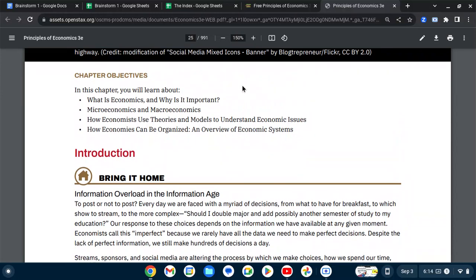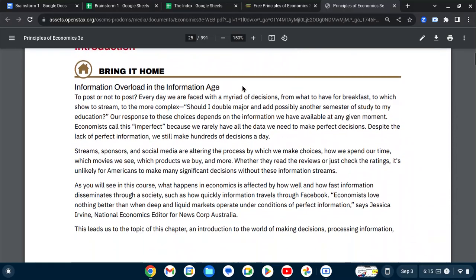Welcome to economics. Chapter objectives. In this chapter, you will learn about what is economics and why is it important, microeconomics and macroeconomics, how economists use theories and models to understand economic issues, how economies can be organized, an overview of economic systems. Introduction.